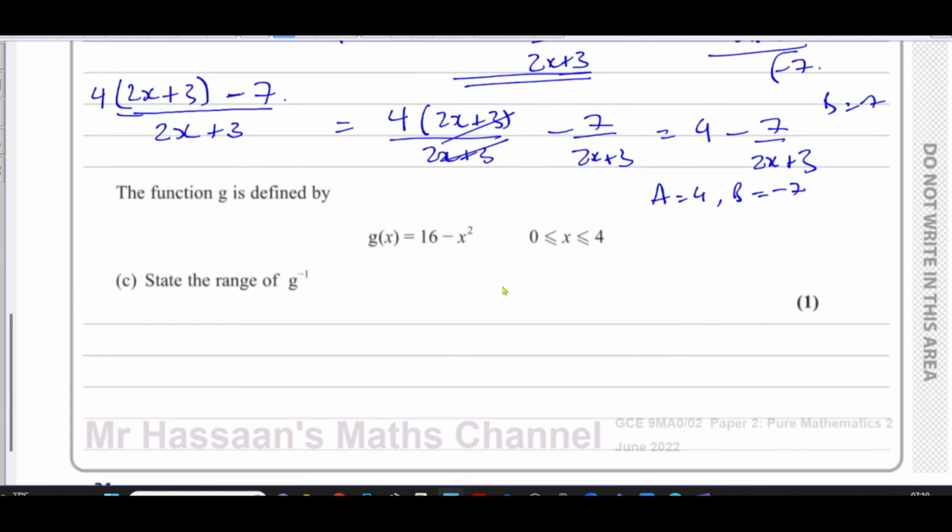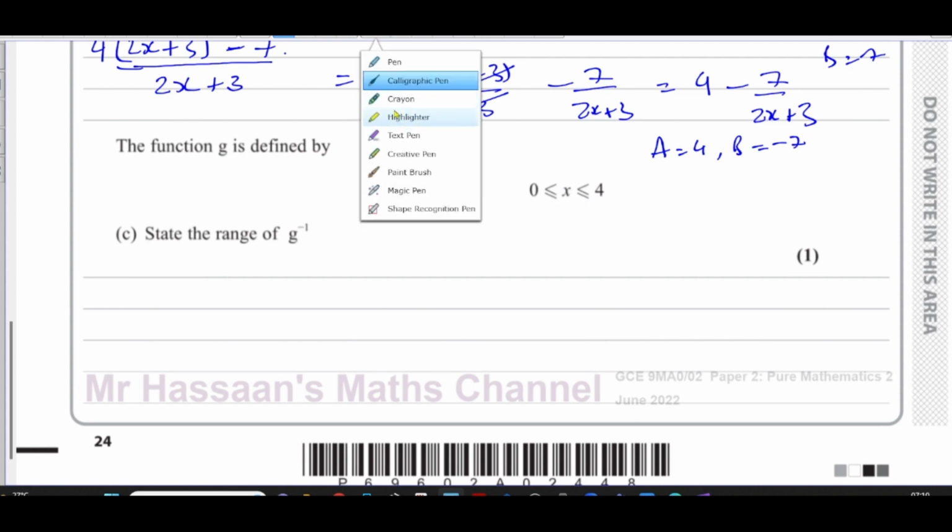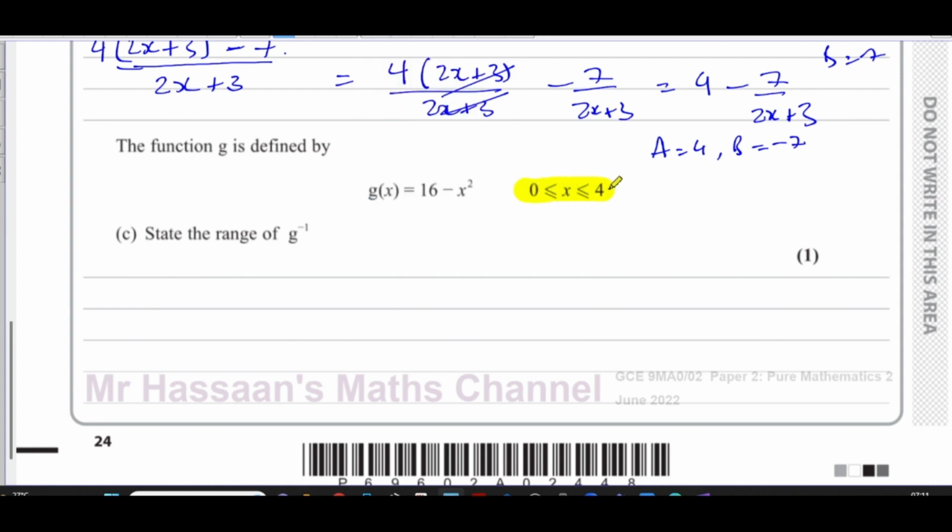It says the function g is defined by g of x equals 16 minus x squared. And again, they've given us this little information next to it. That's telling us what the domain of this function is. This function only exists for x values between 0 and 4, including 0, including 4. Those are the only values of x for which this function exists. So we've got to state the range of the inverse function of g of x.